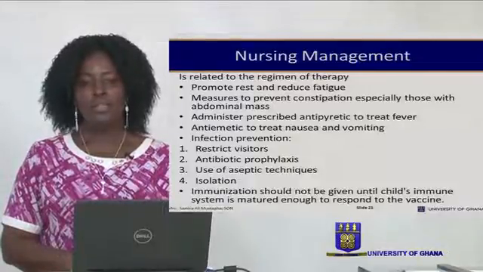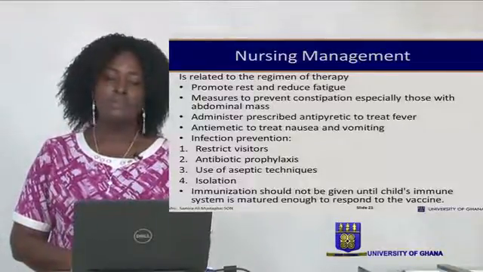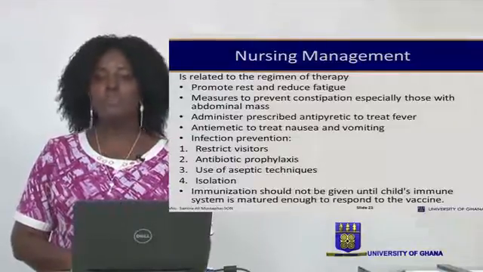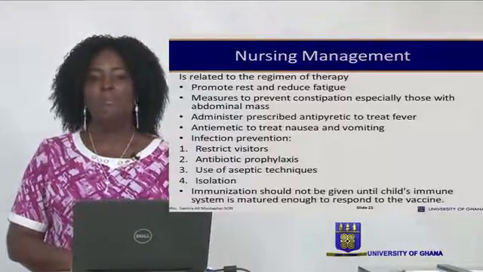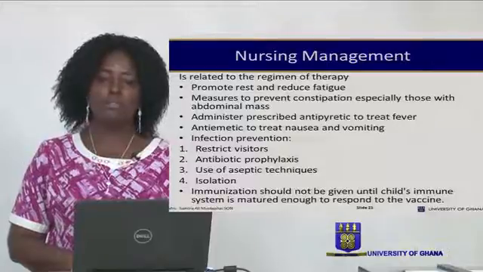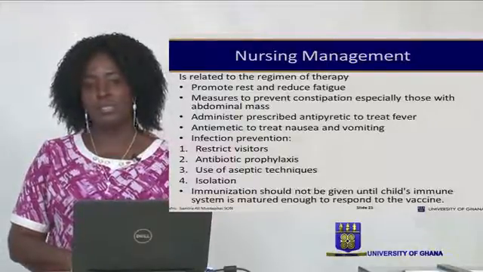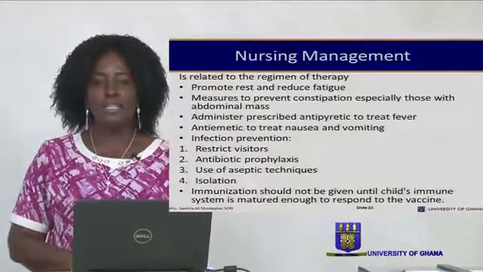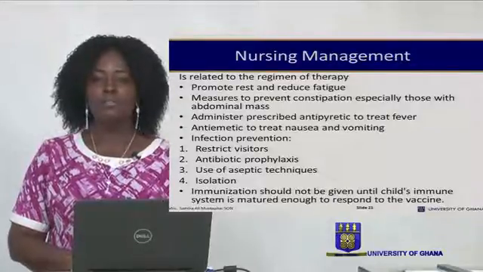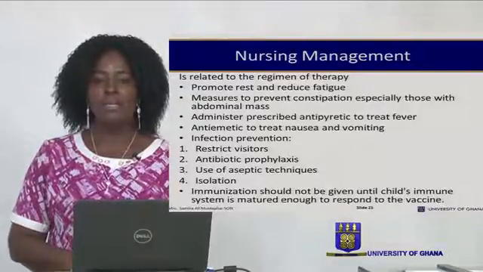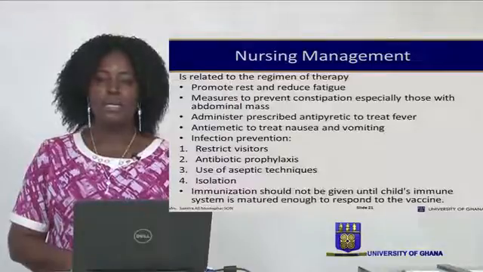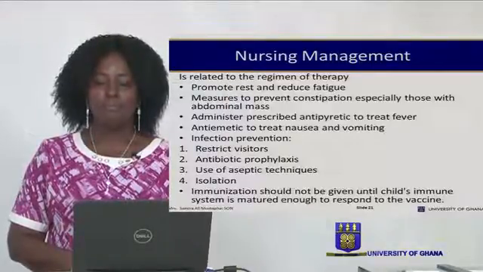And because we have said that there is some degree of immunosuppression, there is a need to restrict visitors and also isolate the patient and not mix them up with other infectious conditions. And immunization should not be given until the child's immune system is matured enough, because it can develop into a full-blown condition.